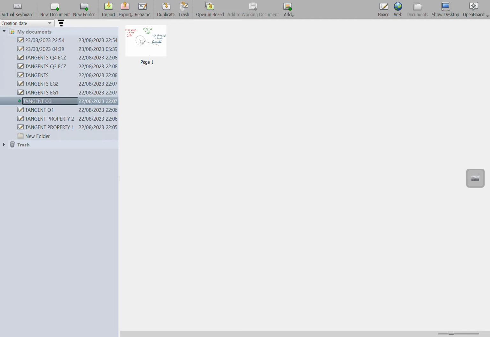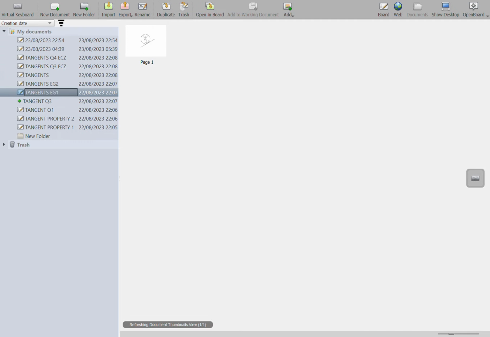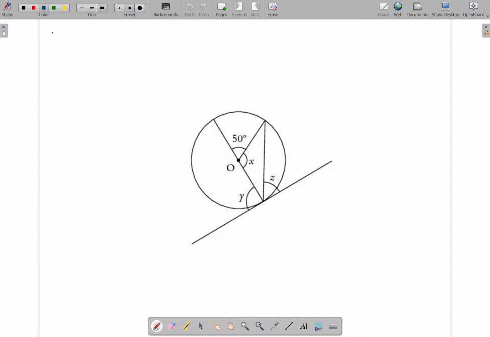Let's just continue and look at another example. Let's look at this one, which is quite interesting. Find the value of x, y, and z. Look at that. This is a tangent.